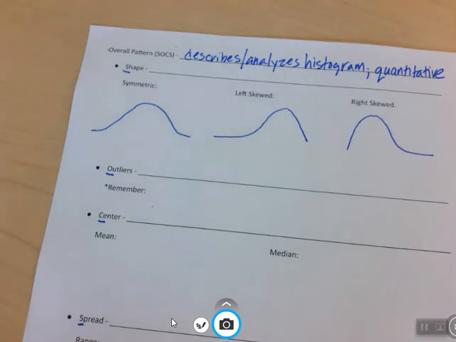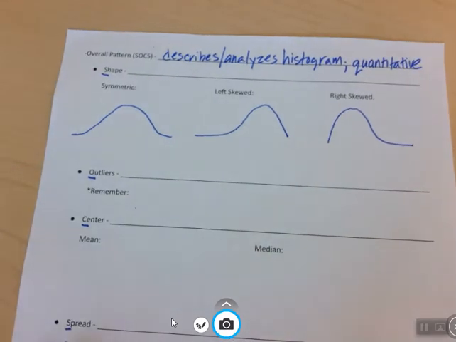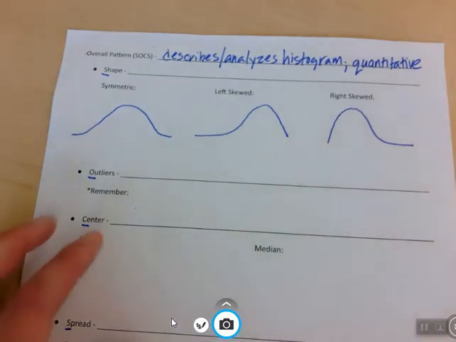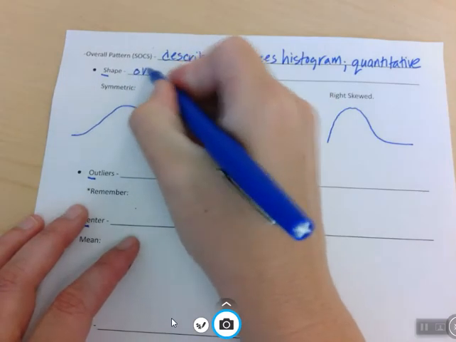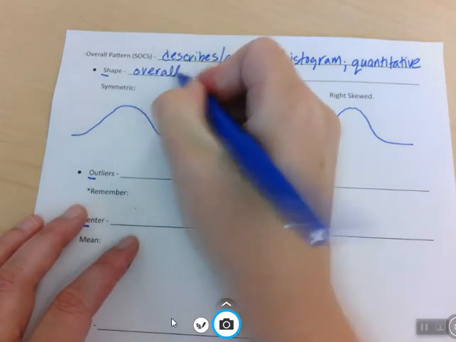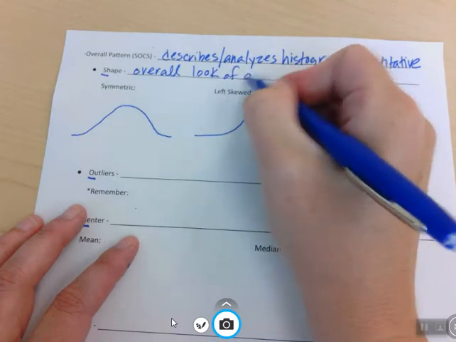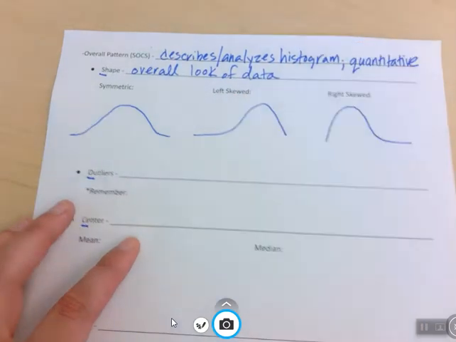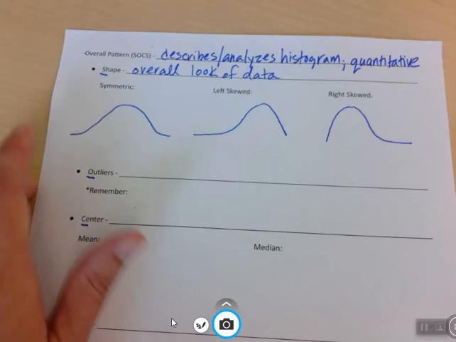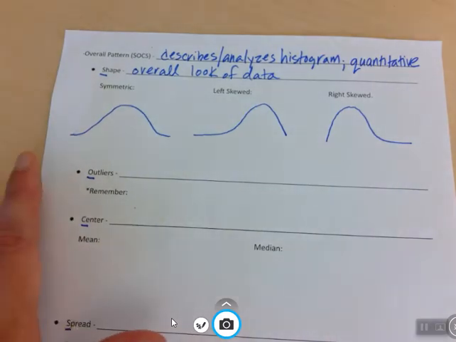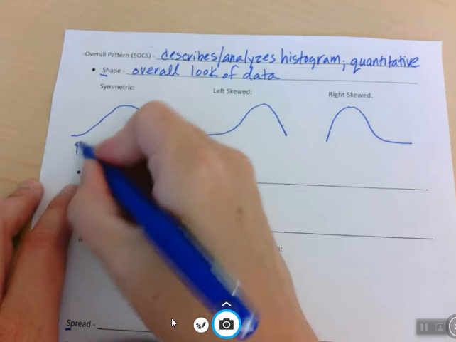Okay. The shape is the overall look of the data, and so I drew you some pictures for how it could look. So a symmetric graph is kind of what you're used to seeing, like a bell curve is symmetric. So the symmetric graph has the peak in the middle.